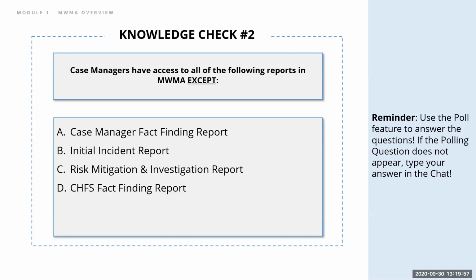All right, we'll give it about 10 more seconds so everyone can get a chance to vote. We'll end our polling question right now, bring up our correct answer, and share our results. The correct answer is D, the CHFS fact-finding report. Good job on that, everyone, and I appreciate everyone following along. We'll stop sharing results and move on to our next slide.